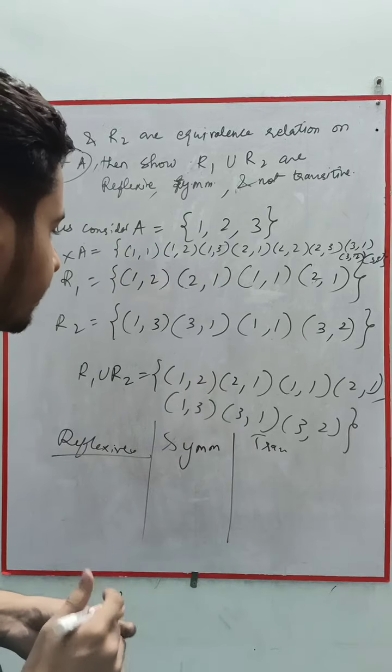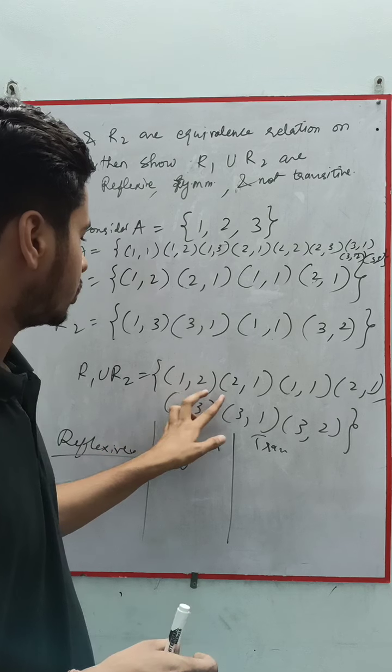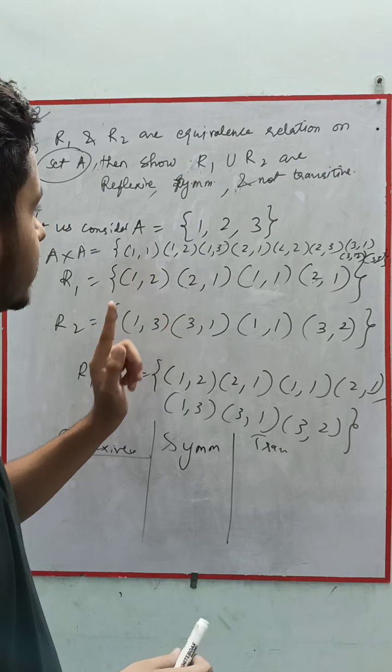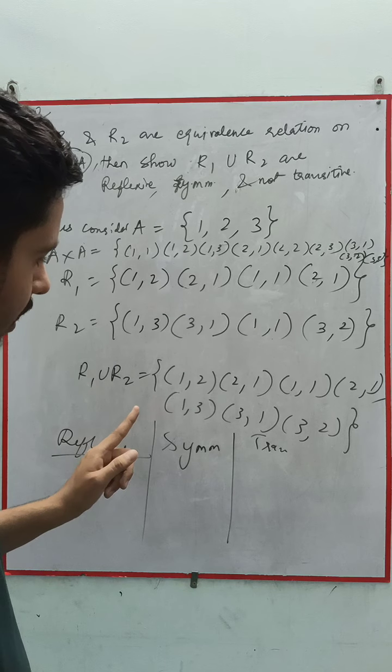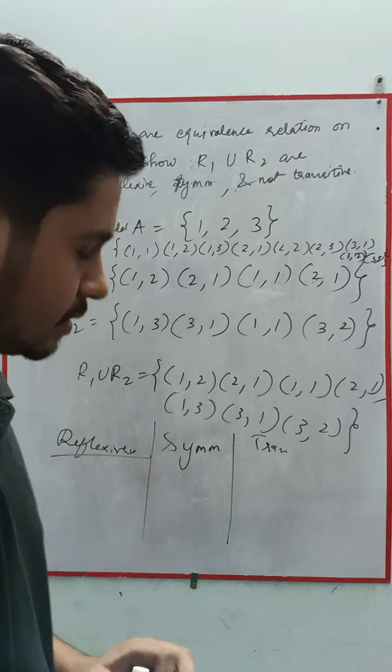Why? Let's see here. So for the transitive, we know that 1 2, then 2 1. Is it for the union case? This is for the union case. Okay. So 1 2. Just wait.